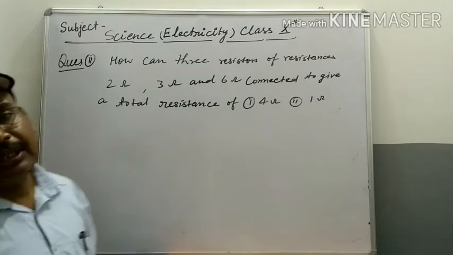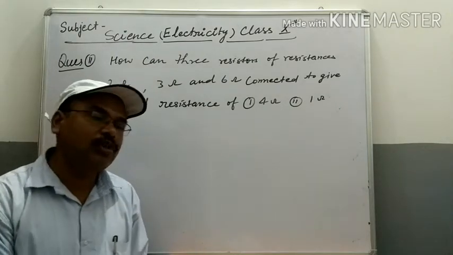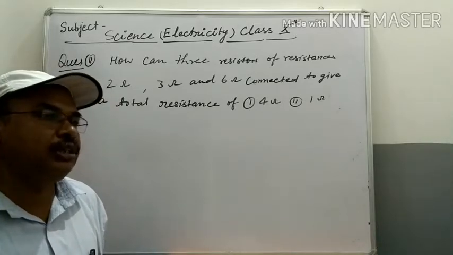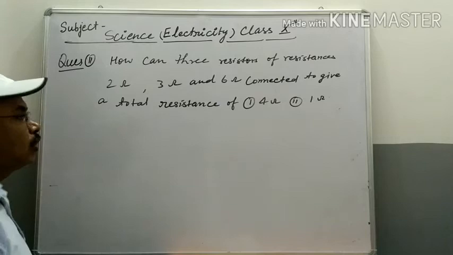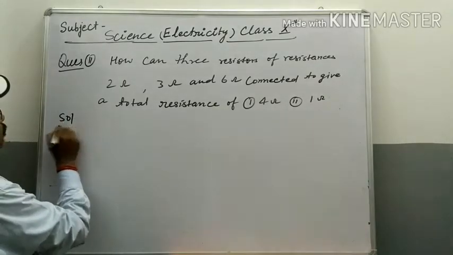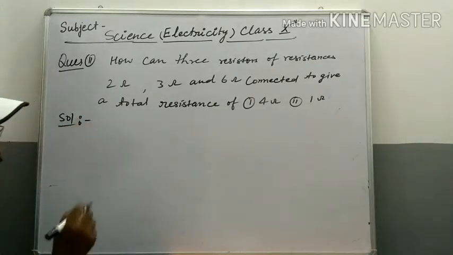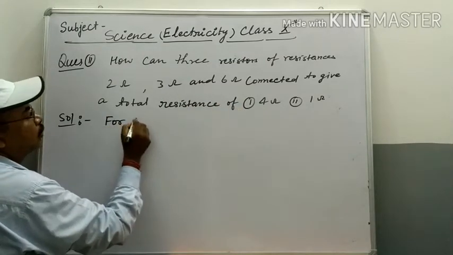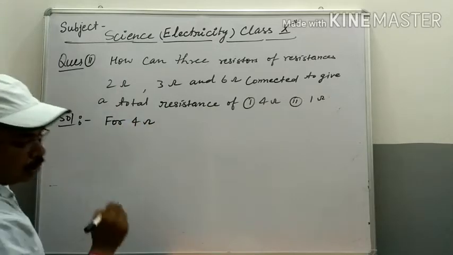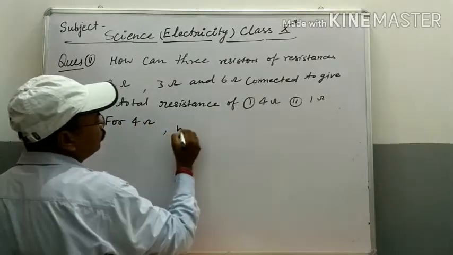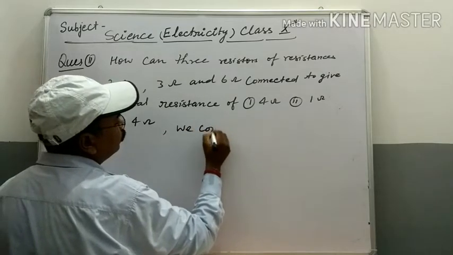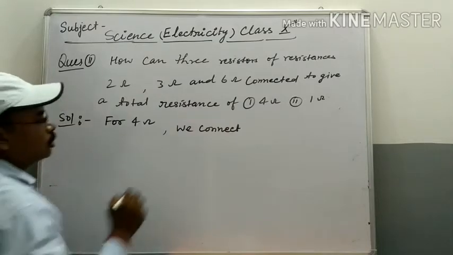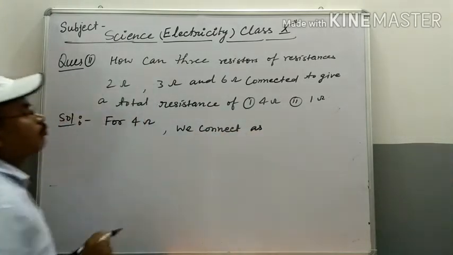It means that there are two types of connection of resistance. You have already noticed, students, the connection of resistance in series connection and parallel connection. Now let us try, students, to solve this problem. For the first question, for 4 ohm, we connect as follows.